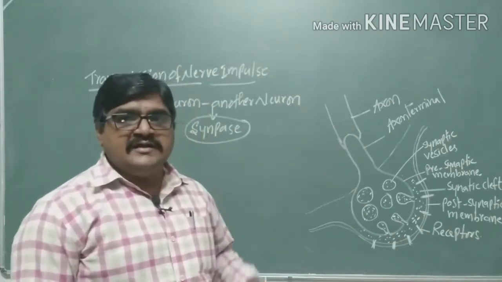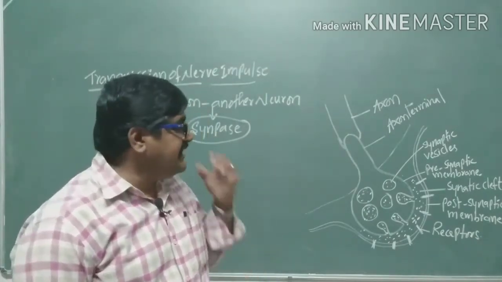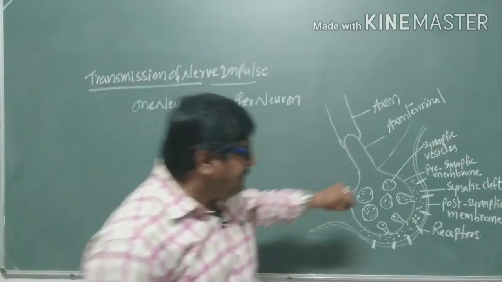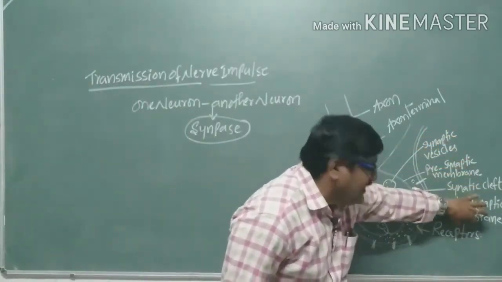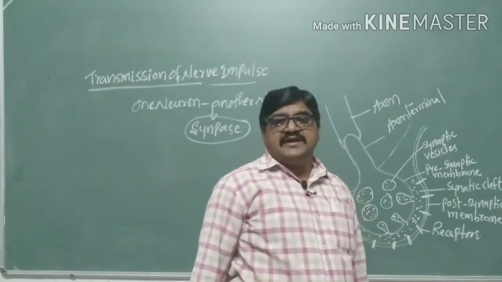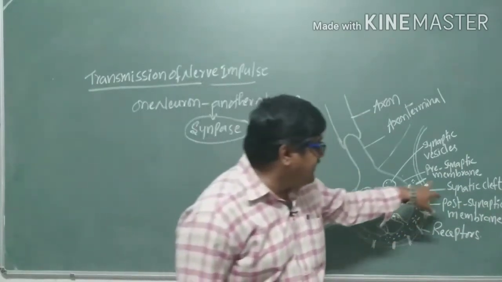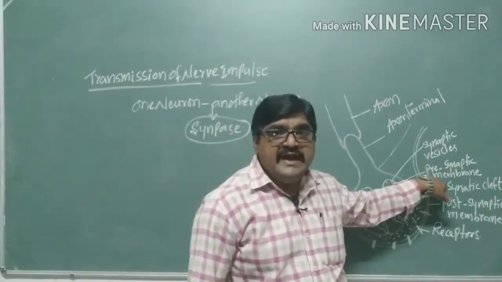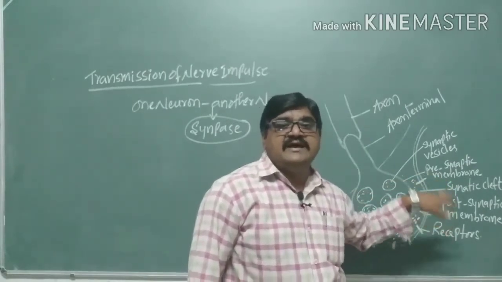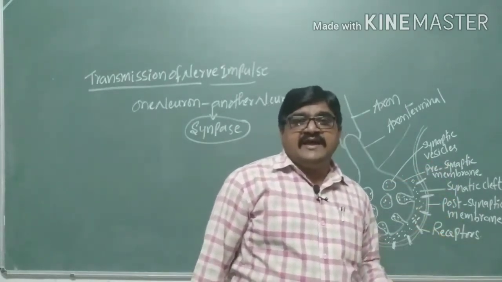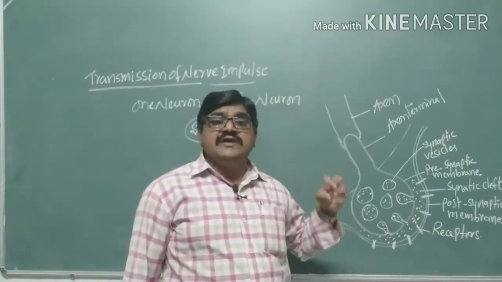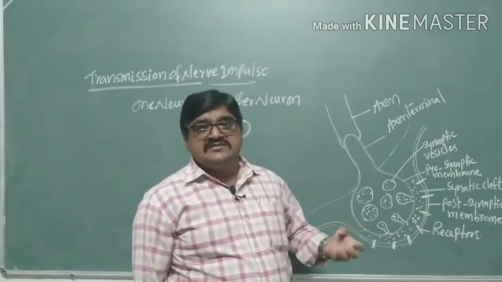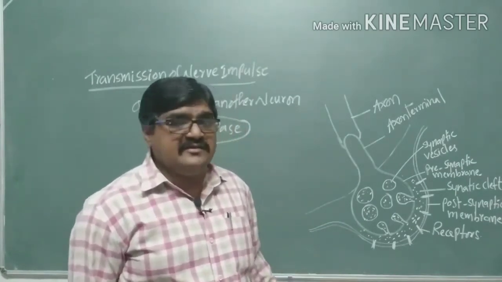Already we know that transmission of a nerve impulse takes place from the presynaptic membrane to the postsynaptic membrane. This is helpful for passing information from one neuron to another neuron. This takes place in the form of synapses.